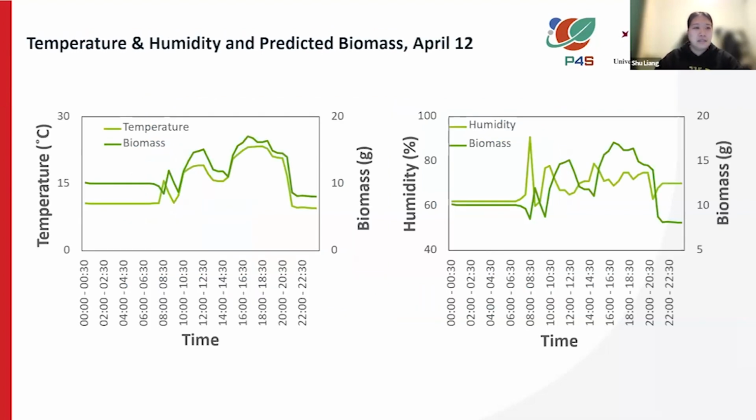And this is the temperature, the humidity, and the predicted biomass. You can see the biomass and the temperature have a similar trend. I think temperature has a good influence on lettuce growth and is more important than humidity.